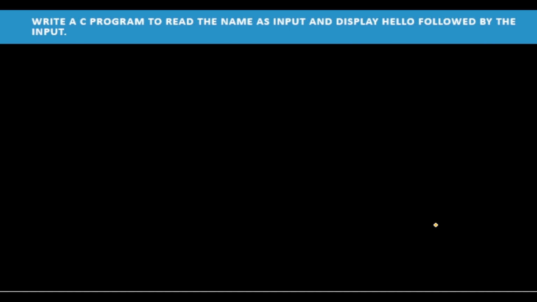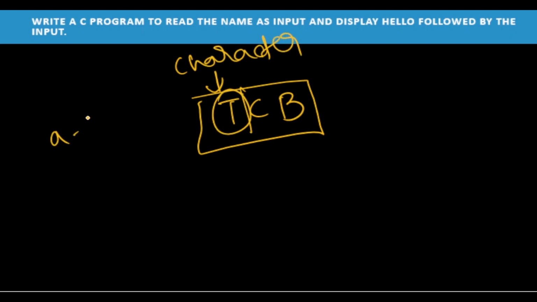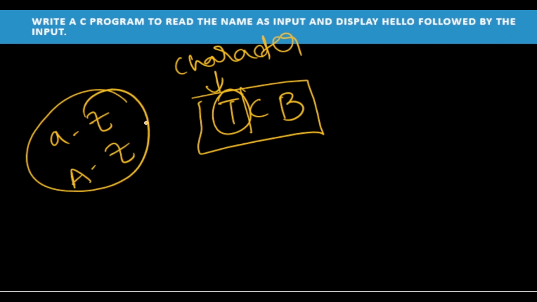Now here, first, how to store a name? What is a name? For example, think my name is That Coding Bro, TCB. What is That Coding Bro? Here only one T means a character, right? Small a to small z and capital A to capital Z are known as alphabets. These alphabets come under characters.